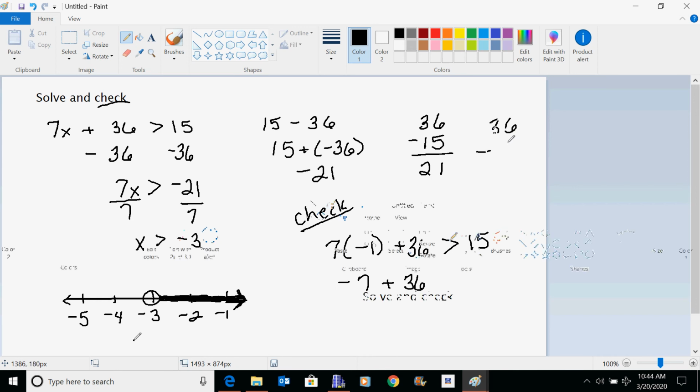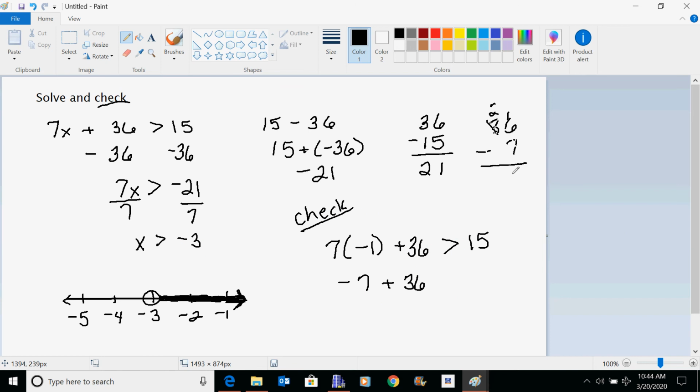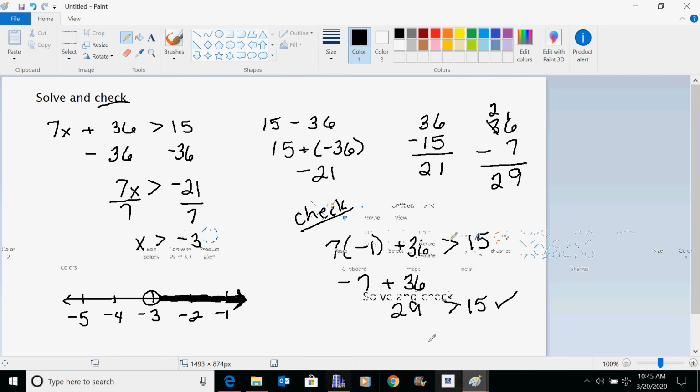36 minus 7, don't forget to borrow, gives us 29. So 29 is in fact greater than 15. So at least we've checked out that we've got the right thing on the correct side of the inequality. So our graph is worked out. We worked carefully here, so we are in good shape.